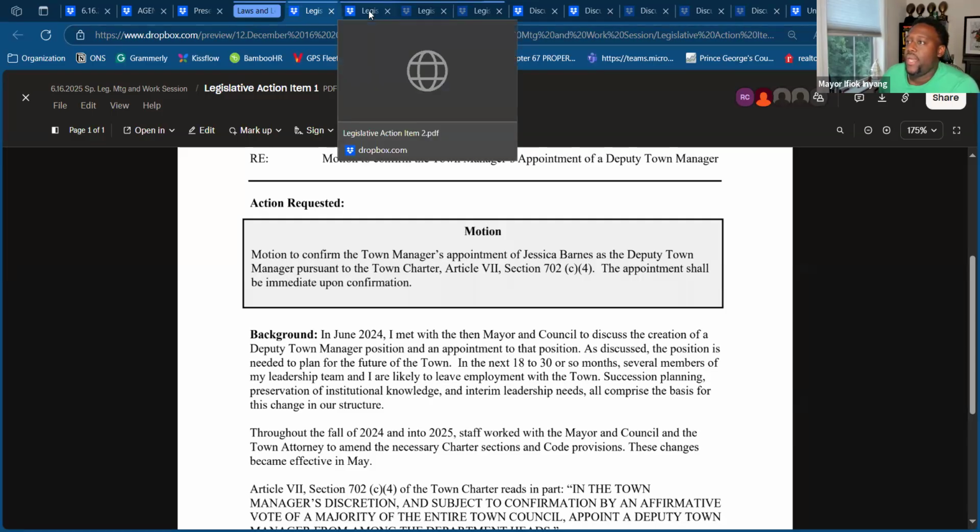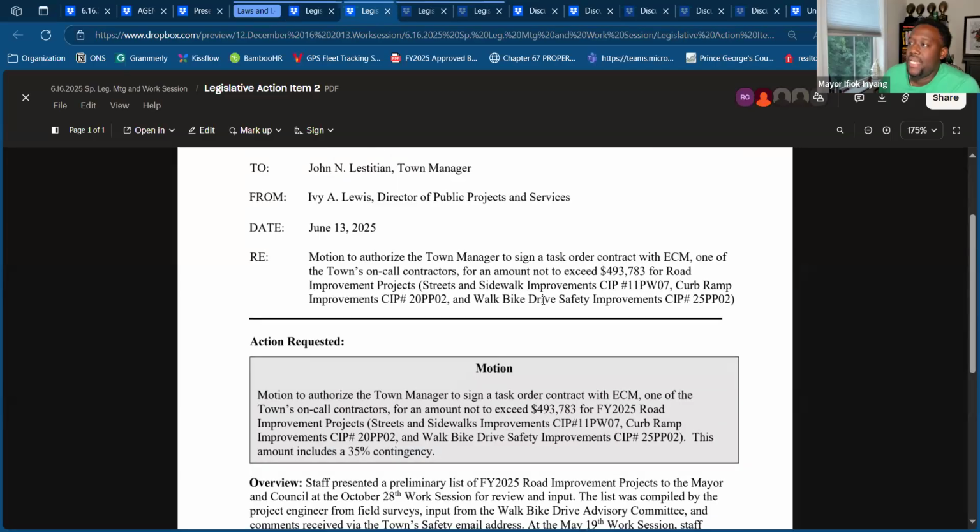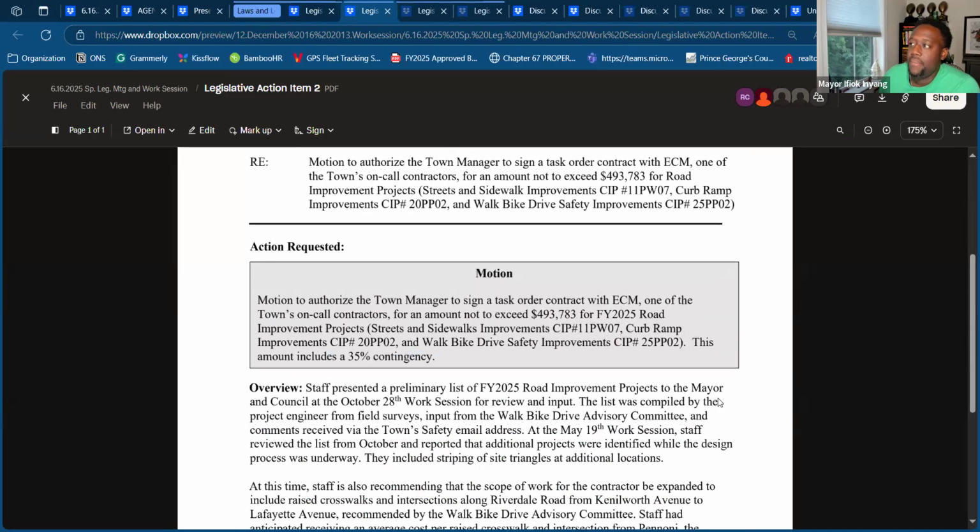Next up on the agenda, we have a motion to authorize the town manager to sign a task order contract with ECM, one of the town's on-call contractors, for an amount not to exceed $493,783 for the FY25 road improvements projects: the streets and sidewalks improvements, CIP 11PW07, curb ramp improvements, CIP number 20 PP02, and walk bike drive safety improvements, CIP number 25 PP02. This amount includes a 35% contingency.